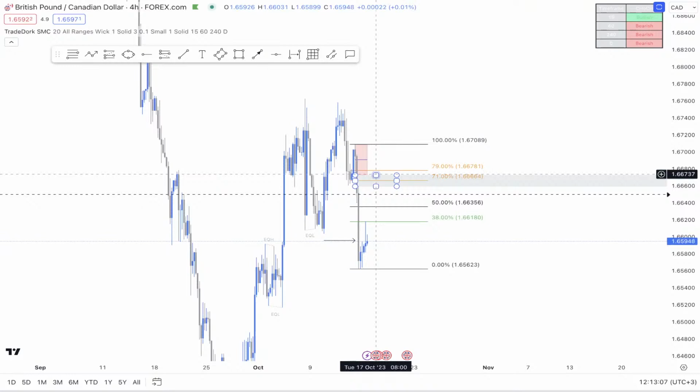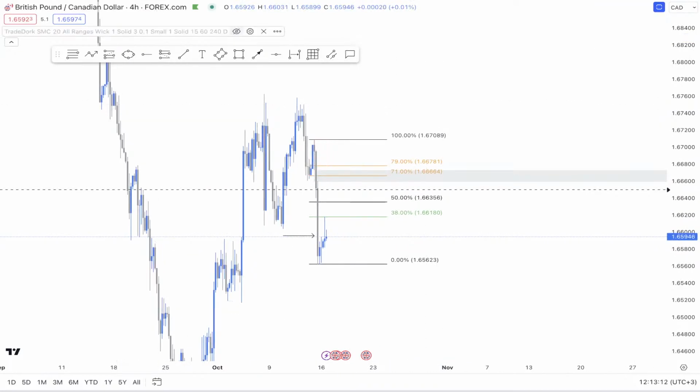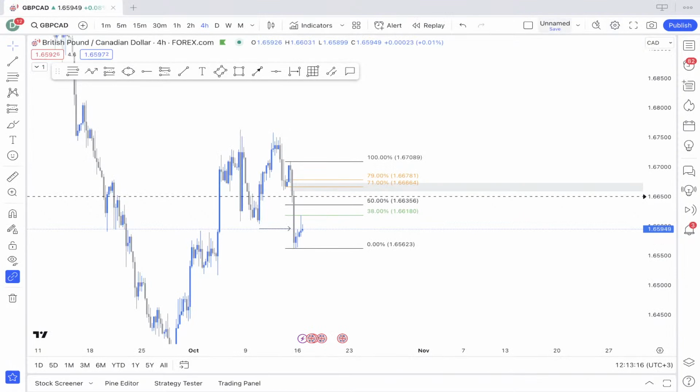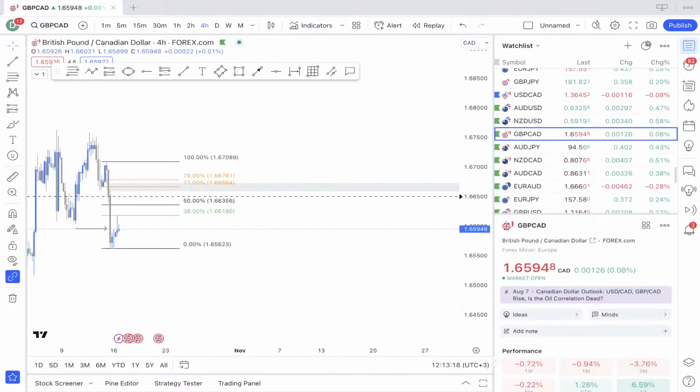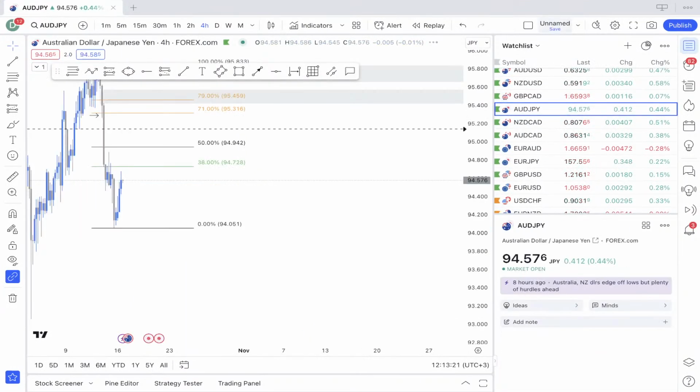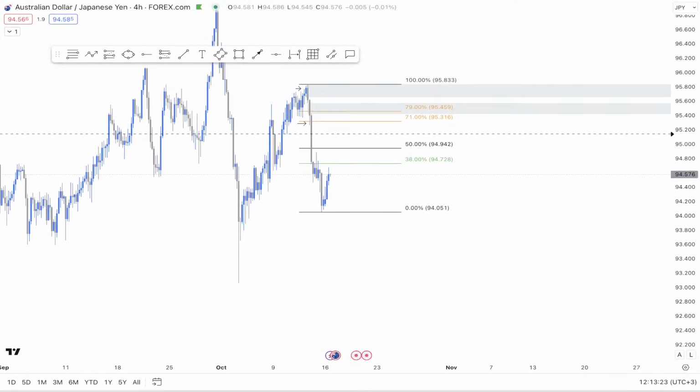Okay, so now, as always, we want to see a corrective pullback towards our fire zone in order for us to pull the trigger. Okay, and that's about it for this pair. We can now move on to the next one, which is AUD JPY. Again, another sell limit opportunity.